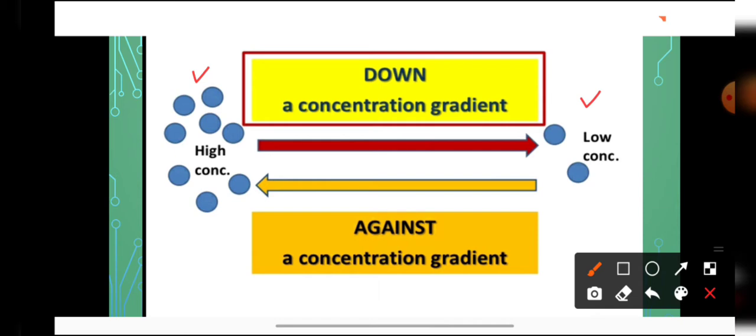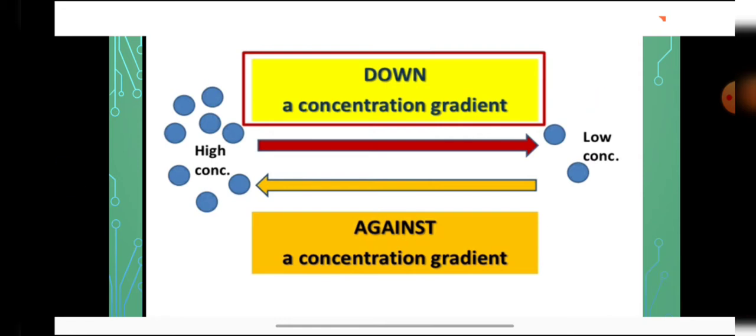So in case of passive transport, the molecules move down a concentration gradient, whereas in case of active transport, the molecules move against a concentration gradient. Now students, passive transport includes diffusion and facilitated diffusion.